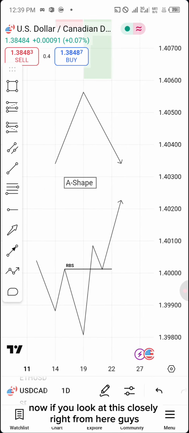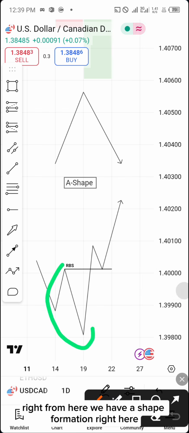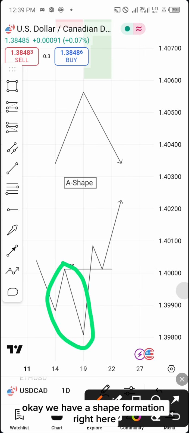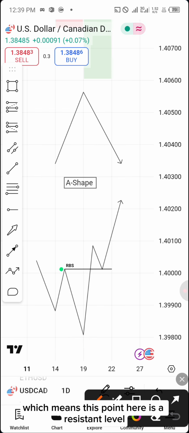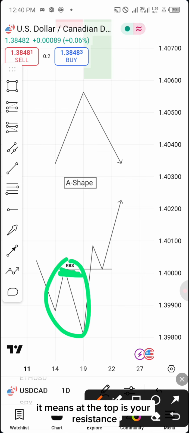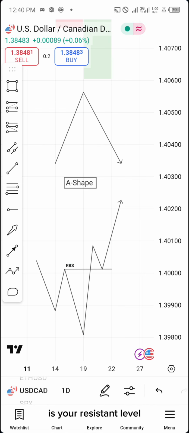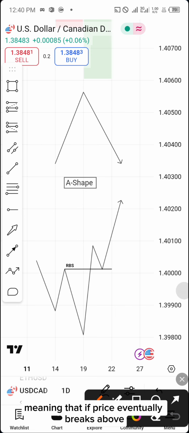Now if you look at this closely, right from here, guys, we have an A shape formation right here, which means this point here is a resistance level. I'm going to show you a clear example on the chart, and how this plays out often and often. Once you find this A shape formation, it means at the top is a resistance level, meaning that if price eventually breaks above that area.